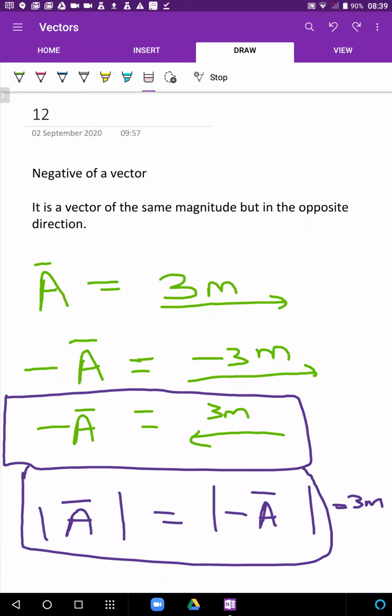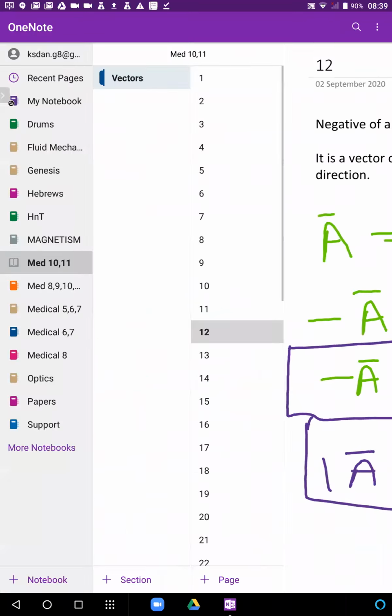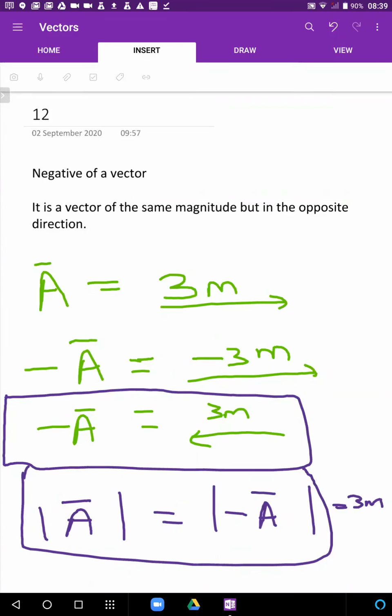All right. So that was negative of a vector. Let me know if you're done with this page. If you want to say wait, just say wait.